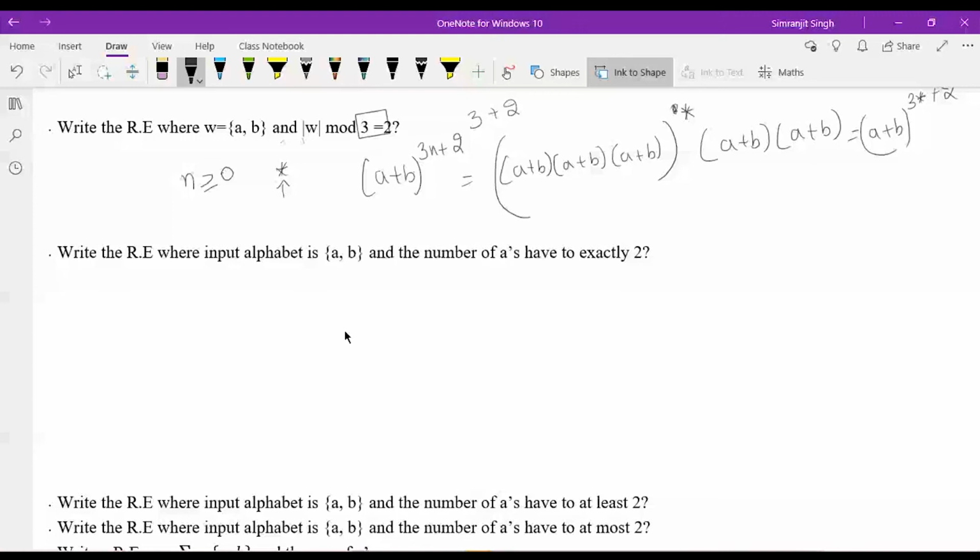If you clearly see the automata, if I just draw the automata, there has to be exactly 2 A's. If you build the automata, it will become very clear to you that there are 2 A's in the automata, and I do not need to worry about B, so I just do a self loop of B. If you see the automata, it will become more clear what the regular expression is. It can be B star, any number of B's can come in the starting, followed by an A. After that, any number of B's can come, followed by an A. In the end, any number of B's can come.